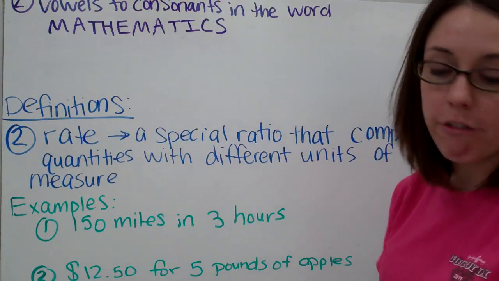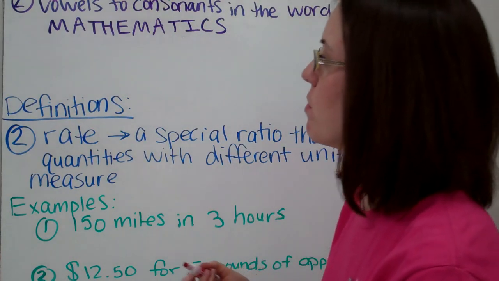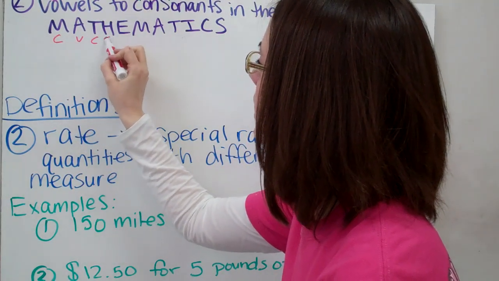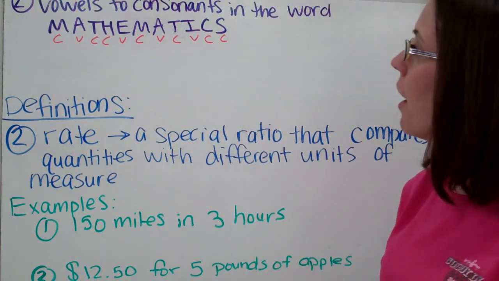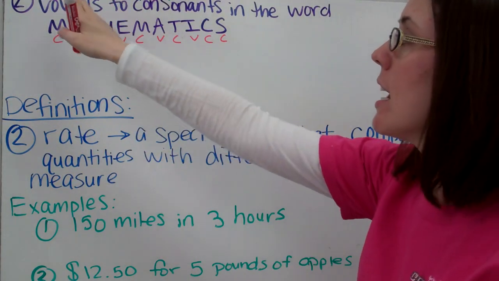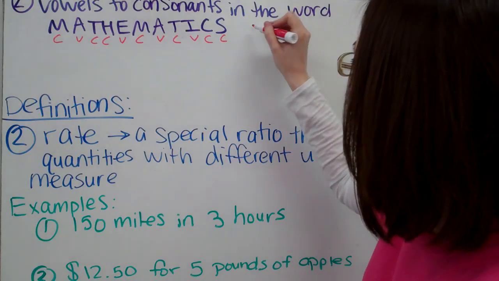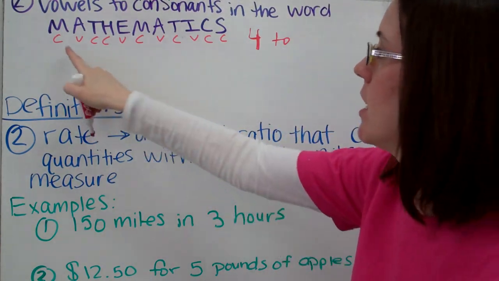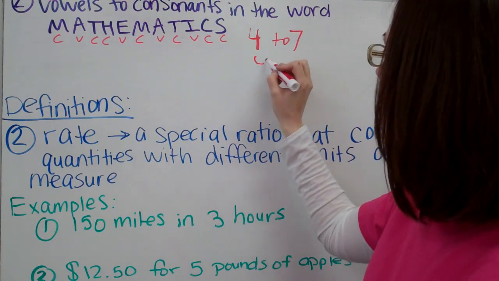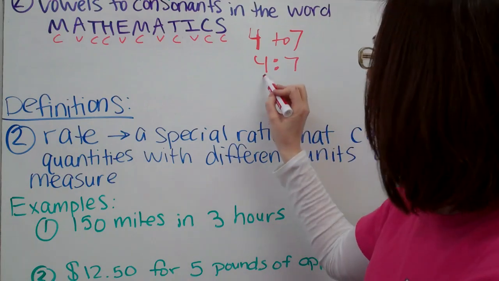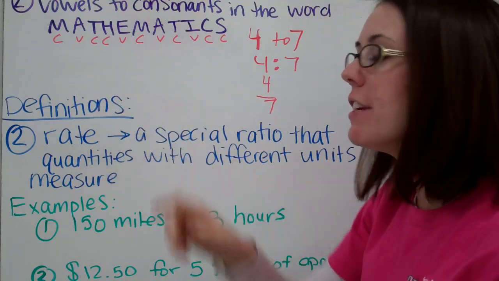Example number 2. Vowels to consonants in the word mathematics. So let's first figure out what's a vowel, what's a consonant. Consonant, vowel, consonant, consonant, vowel, consonant, vowel, consonant, vowel, consonant, consonant. Alright, so vowels to consonants. That means vowels needs to go on top or first. We have 1, 2, 3, 4 vowels. How many consonants? 1, 2, 3, 4, 5, 6, 7. So 4 to 7. We could also write that 4 colon 7 or 4 over 7. Remember, that is vowels to consonants. Order matters.